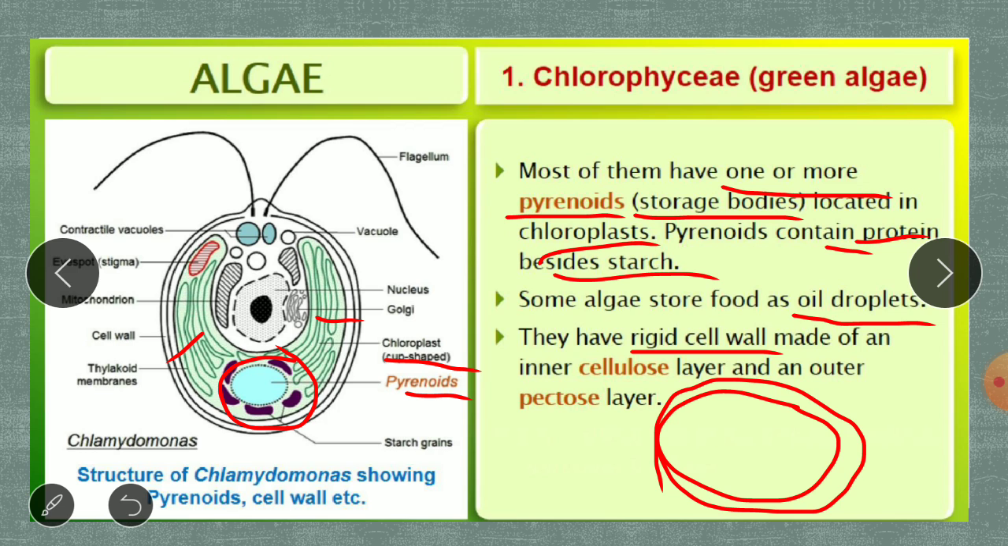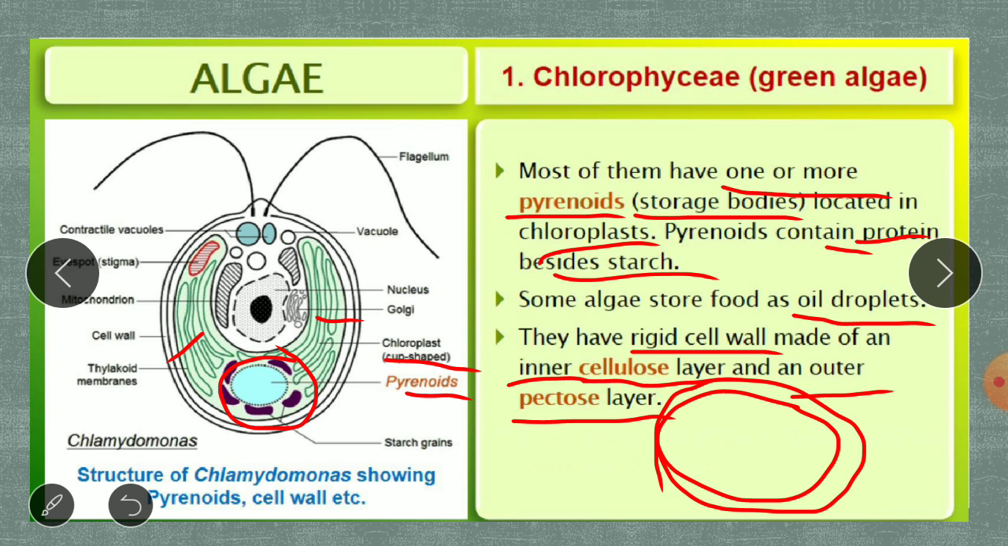In different plant species, this cell wall is made up of different types of material. In the case of the Chlorophyceae, the cell wall is rigid. Rigid means hard, and it is made up of an inner cellulose layer and an outer pectose layer.